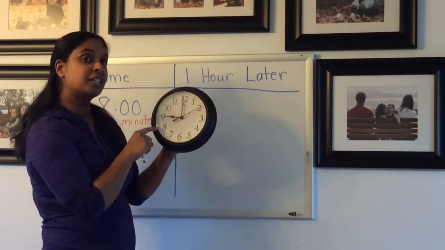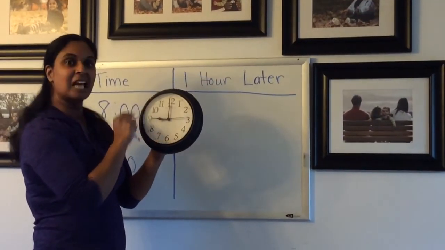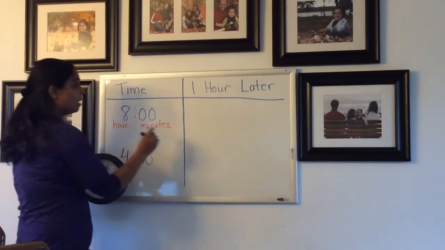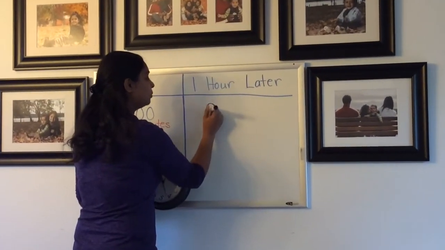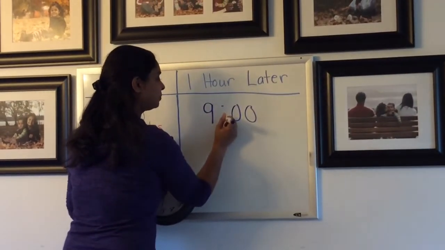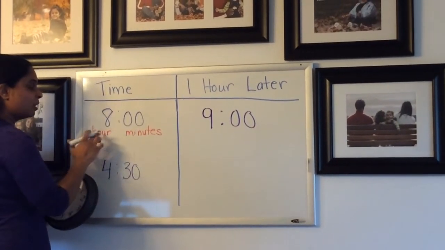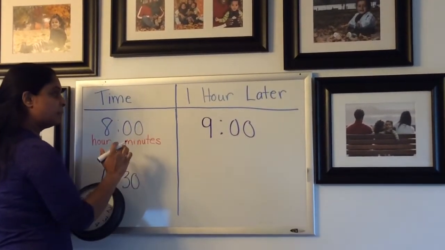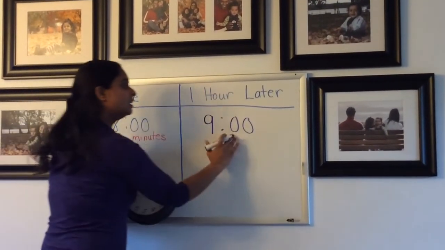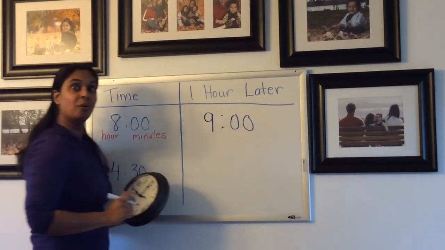And if you watched that hour hand, it is not on the 8 anymore. Now we are at the next hour, which is 9. That means if it's 8 o'clock now, then 1 hour later, it would be 9 o'clock. All right? So we know that this side of the time tells the hour, and this side of the time tells the minute. So if you notice how my time changed, the minutes did not change. They stayed the same, but the hour went one more.